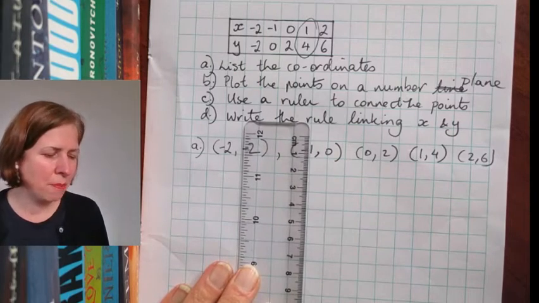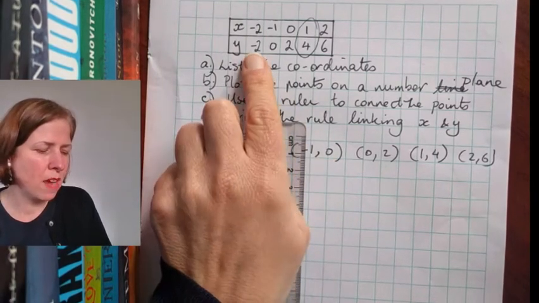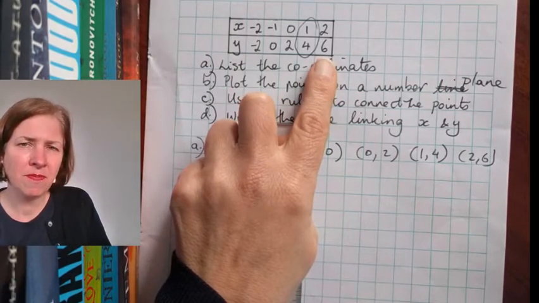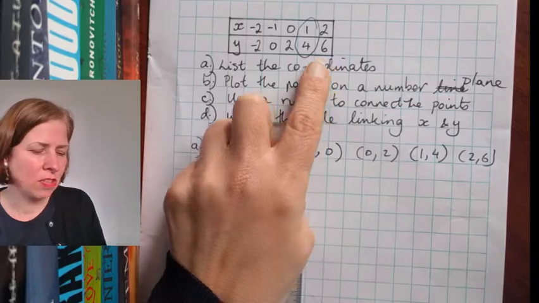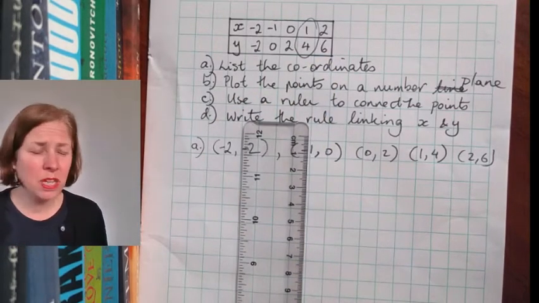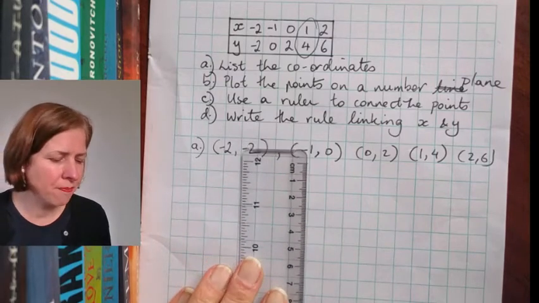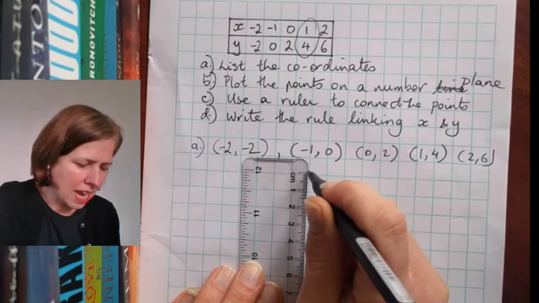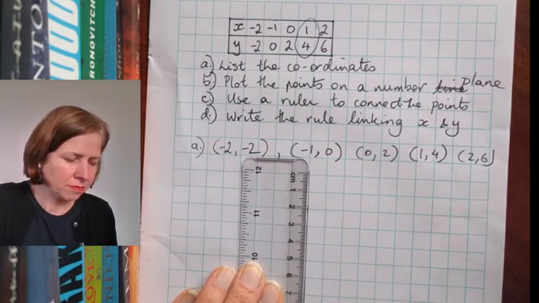Now, when I go up and down, I know that my y values go from -2 up to +6. So that's a difference of 8. So I'm going to need at least 8 of these centimetre squares. You should be trying to use grid paper if you have any. So I'm going to use my ruler to help me to make sure that I get 8 of these squares.